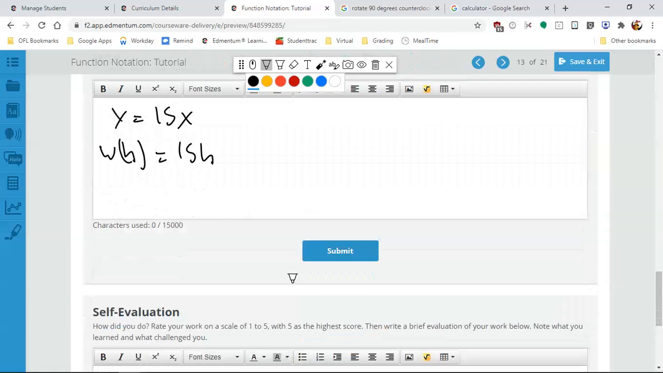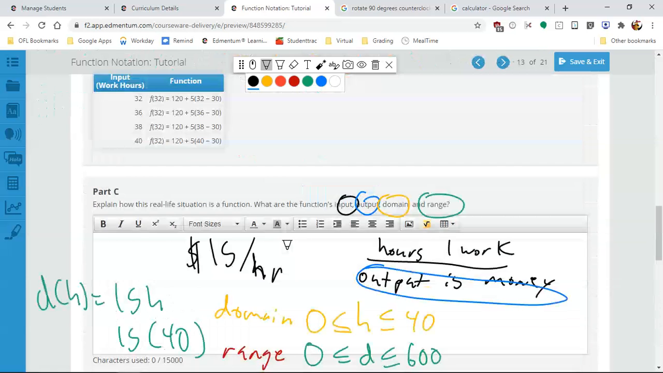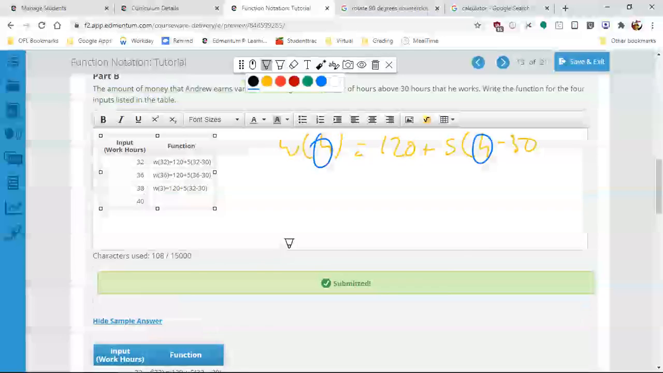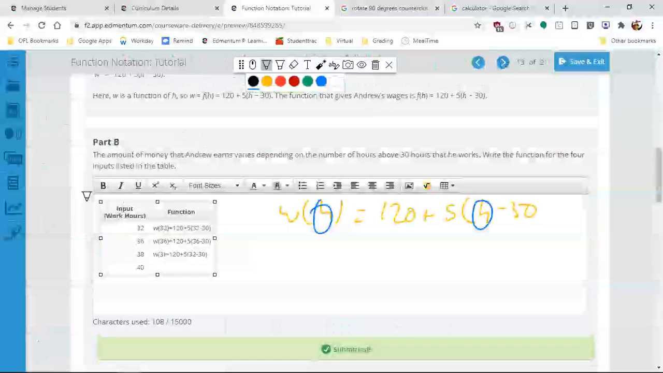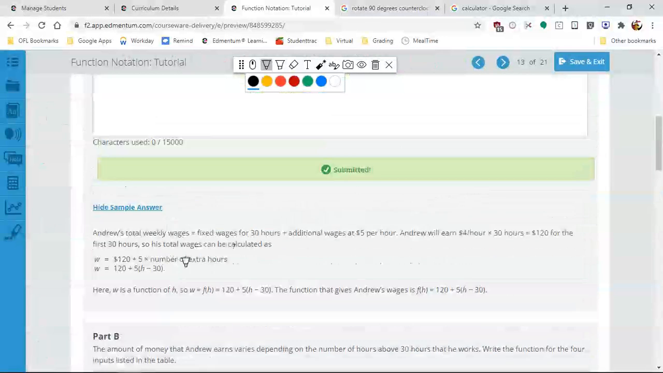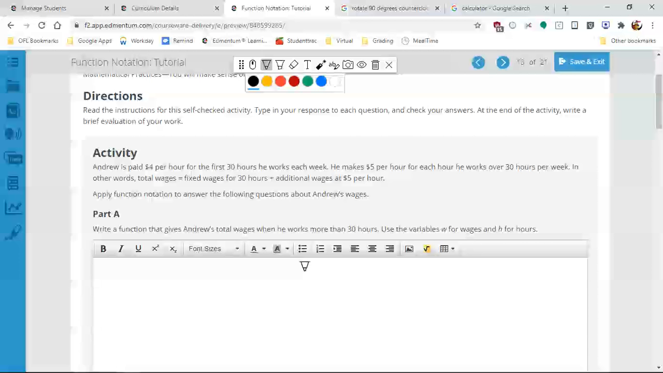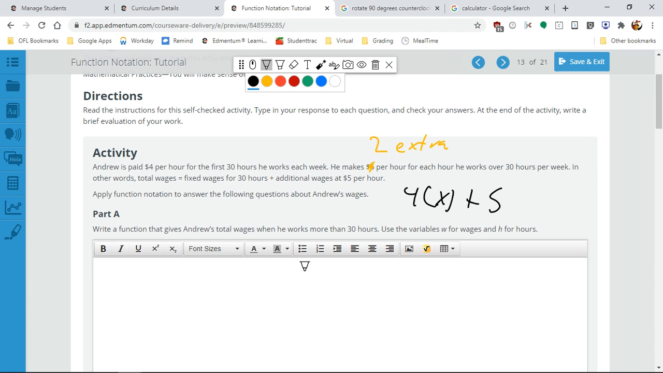And then you just kind of write about how hard you found this, how easy you found this. I would honestly probably say a 3 because I don't like how Admentum did this. What they should have done was something like he gets $2 extra for every hour. That makes it easier because then you can do something like 4 times x plus 5, I'm sorry, 5.